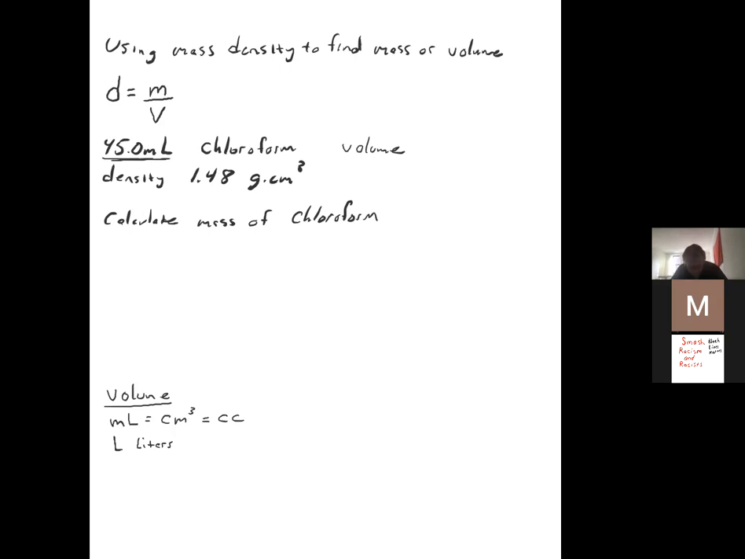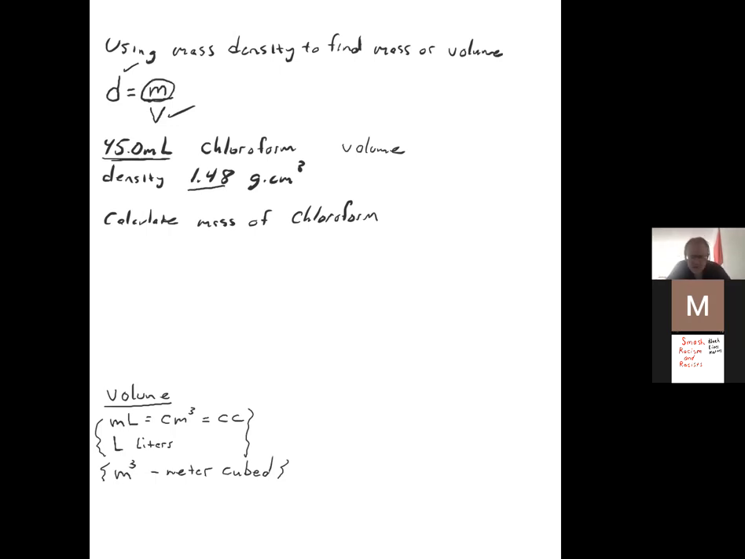Physicists will often use meters cubed, just like cm to the third is centimeter cubed. So chemists tend to use these units here, and physicists tend to use these units here. Okay, so we know the volume, 45.0 milliliters. It also gives us the density, so we have our density. The only thing left to do is to find the mass.